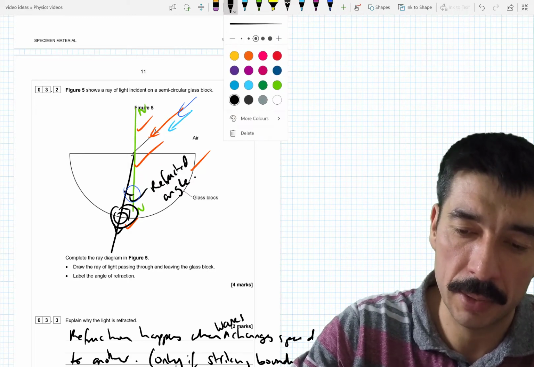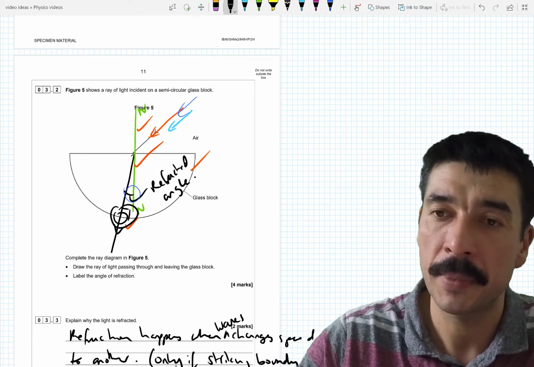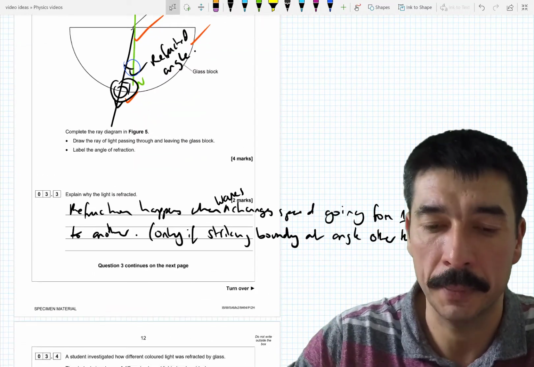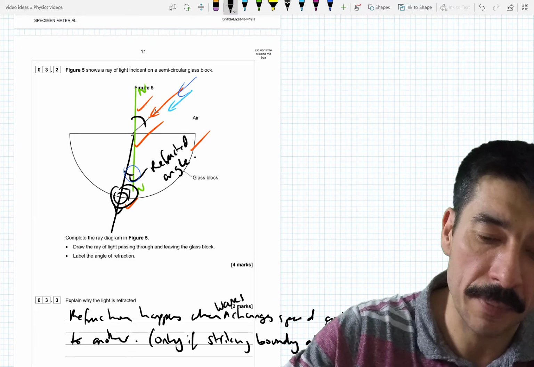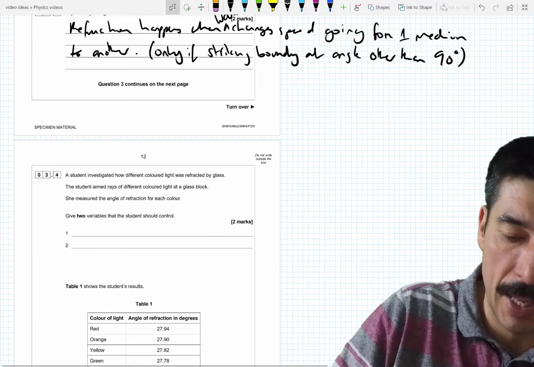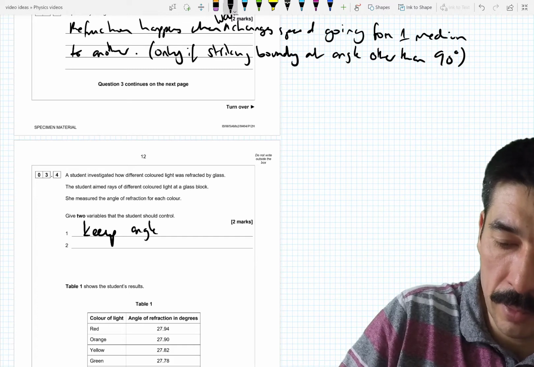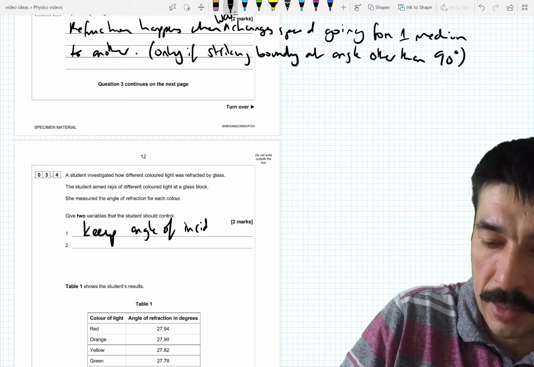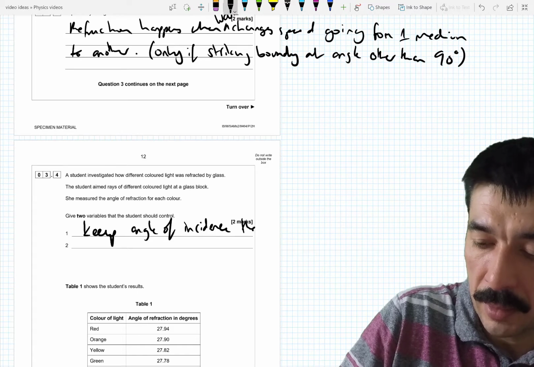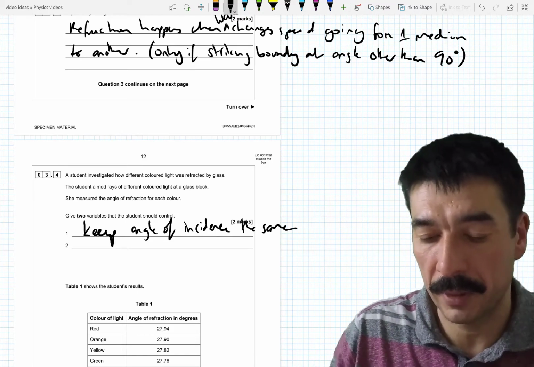What does she need to do to make this a fair test and keep everything the same apart from the colour? She's going to have to keep the angle of incidence the same. Keep the angle of incidence the same. Okay, that's definitely true.